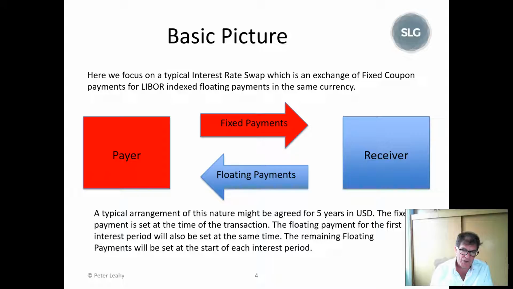If you are earning interest quarterly, you expect to be told at the beginning of the quarter what you are going to be accruing during the quarter, and you expect that interest amount to be paid at the end of the quarter, and so it is with swaps. So we set the first floating payment at the time of transaction. We also set, of course, the fixed payments. They become fixed from that moment.